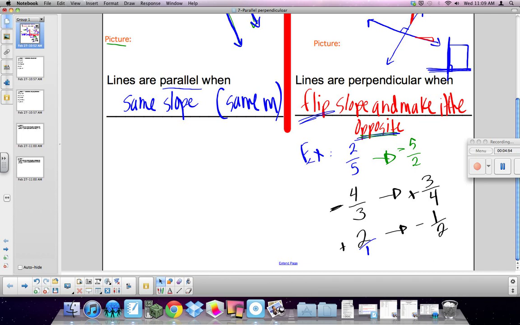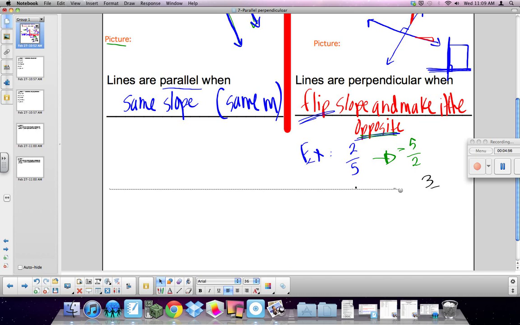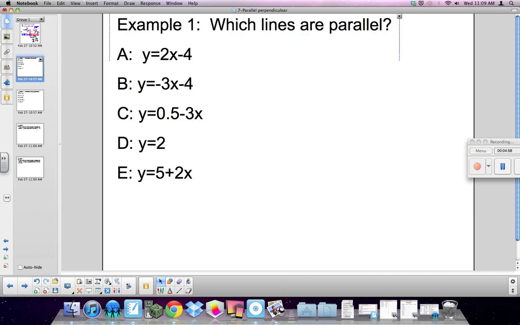So let's take a look at this first example. Which lines are parallel? Now, all we have to remember is we see that keyword parallel and we ask ourselves, what does that mean? Well, parallel means they never cross, and it actually means they have the same slope.